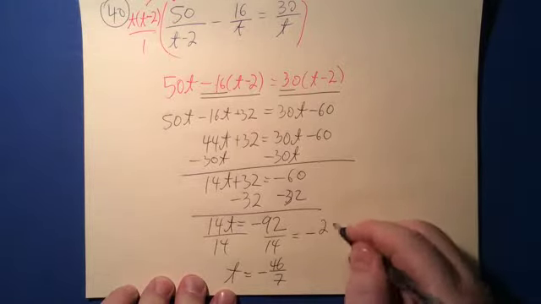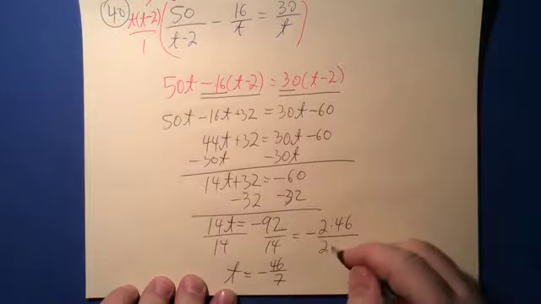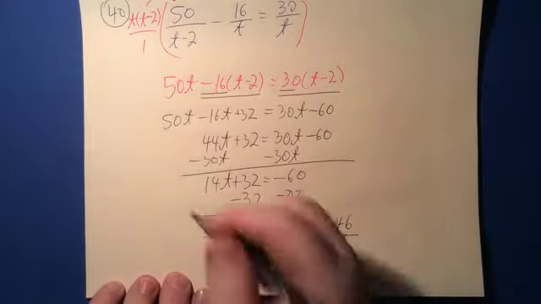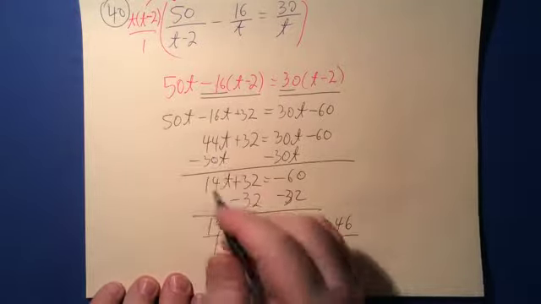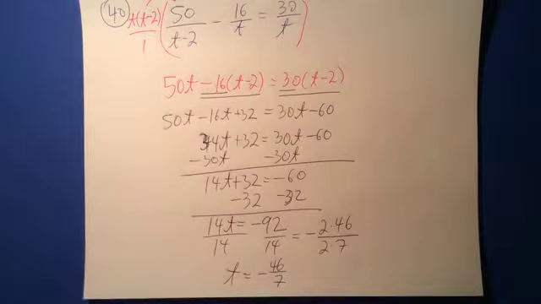I can write negative 92 as 2 times 46. I can write 14 as 2 times 7. That is as simple as I can get that one. Now, just to quickly look over here, because there's a lot of room for error in this. If you happen to catch an error that I might have made, oh, yes, I see my error right away. This is 50 minus 16 should not be 44, it should be 34. So 34. I like to inspect my work from time to time.